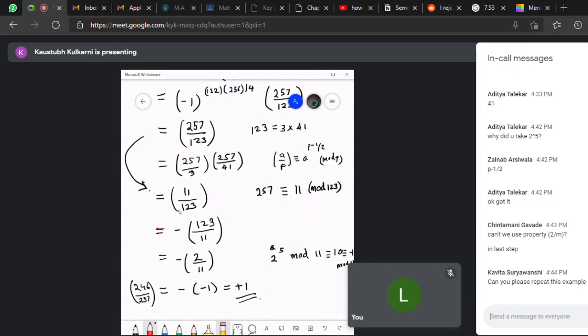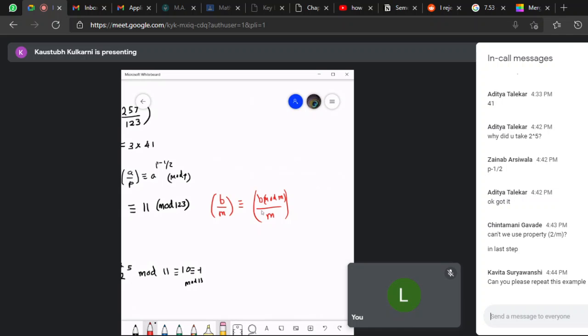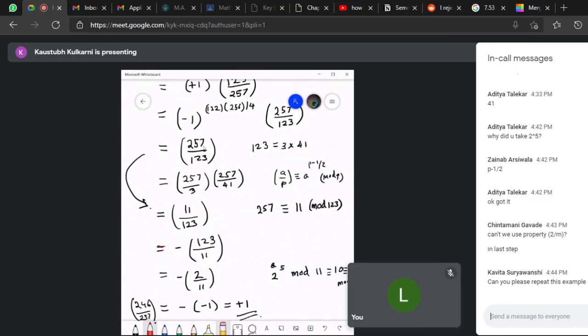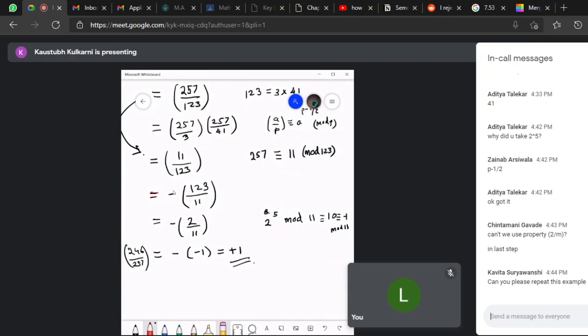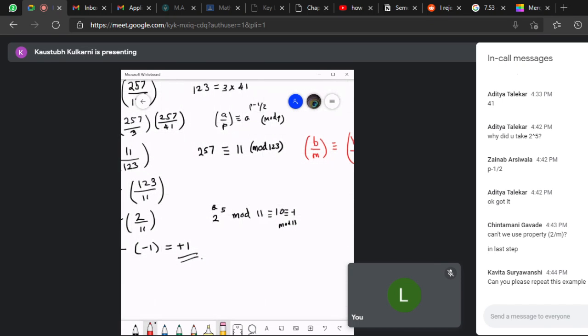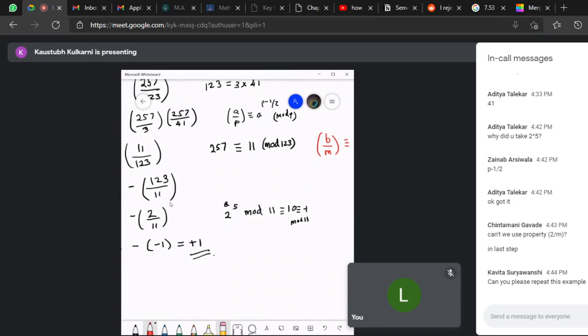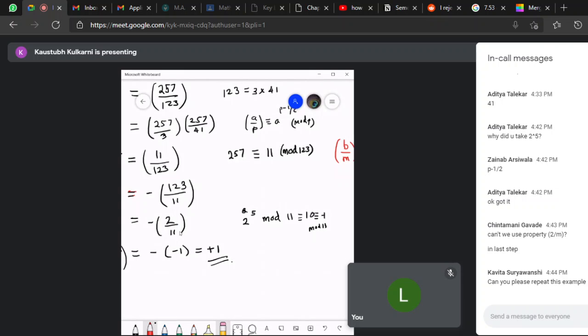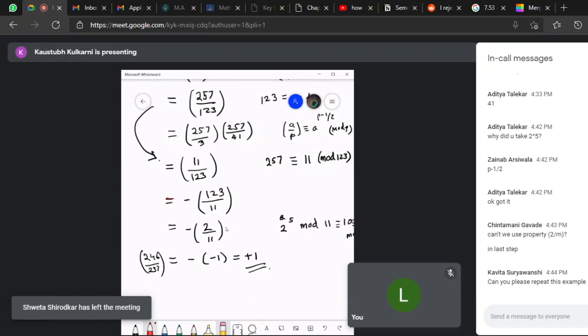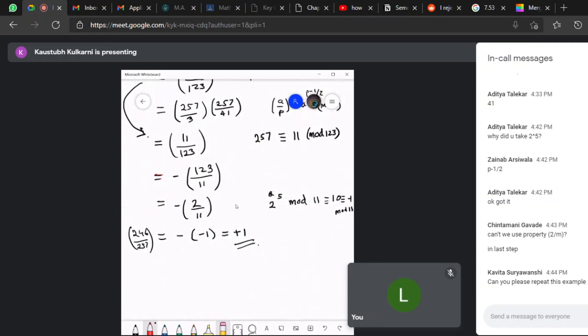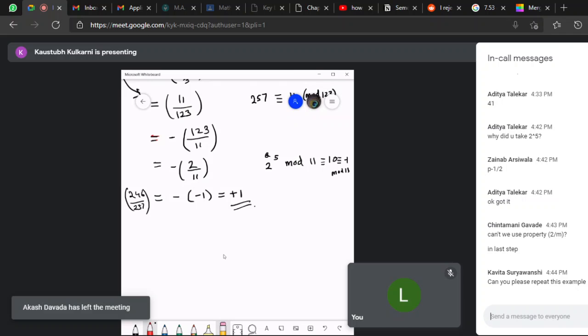We tried this way, but there is an easier way, in which there is another property which says that b upon m is congruent to b mod m upon m. So we just calculate 257 mod 123, which is 11. So 11 upon 123 we got. Then we find the reciprocal, so minus 1 raised to m minus 1 into n minus 1, and in this case it comes out as minus 1. Then we again use this property and calculate 123 mod 11. We find that 123 is congruent to 2 mod 11, so it becomes minus 2 upon 11. Then we calculate 2 upon 11 by whichever way, either by using the Legendre's symbol definition or by using the 2 upon m rule, and we finally get the Jacobi symbol for 246 upon 257.